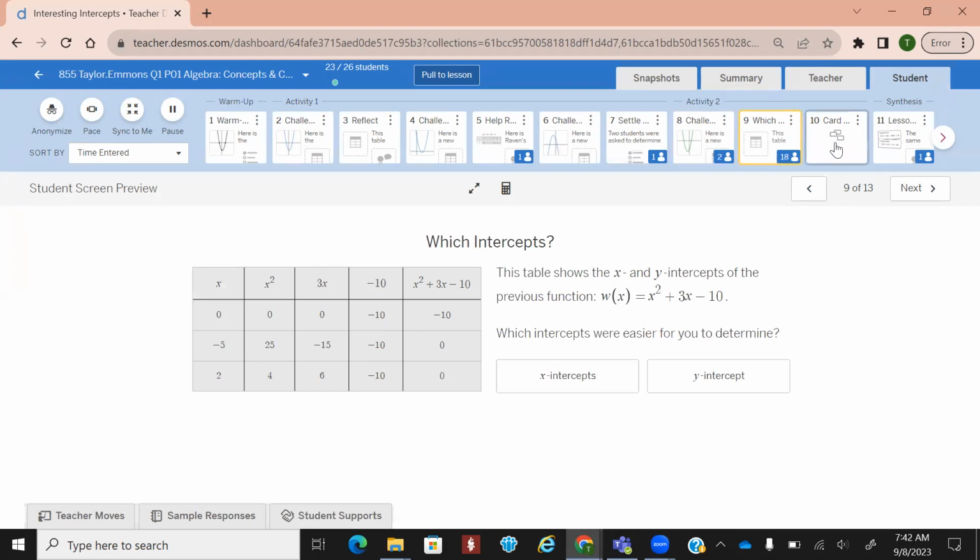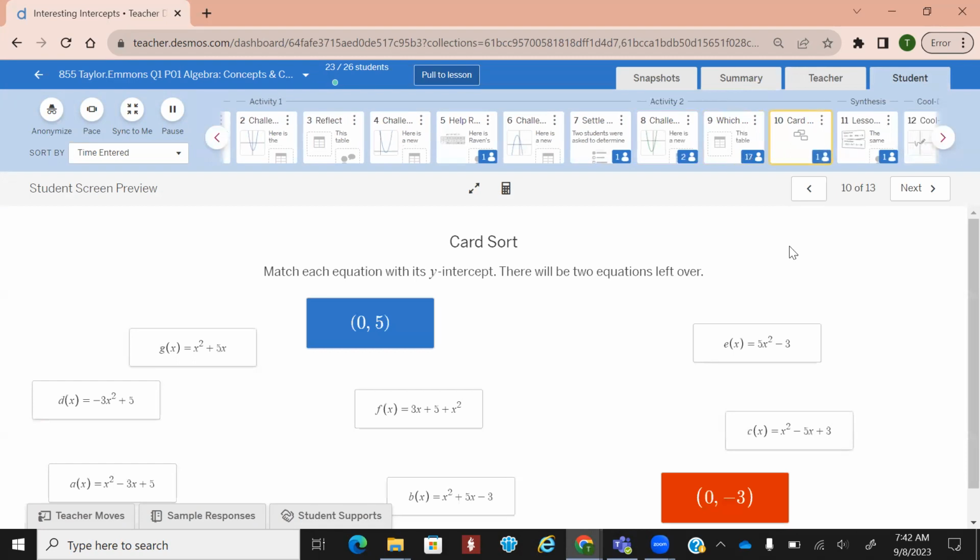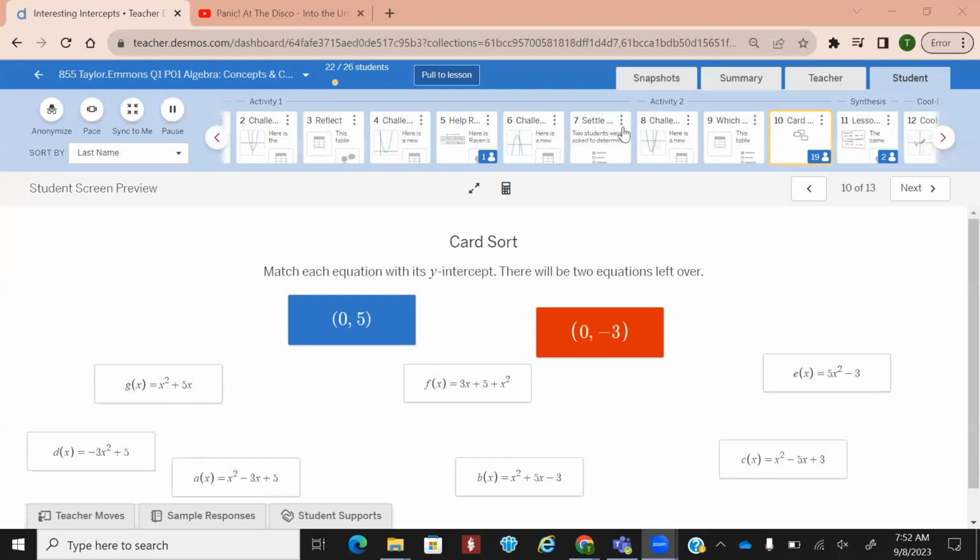Okay. All right, on slide number 10, what I want you to do is match the y-intercept with the equation. I'm going to give you about 8 minutes to do this, and then we're going to check. Okay, so the majority of you have not finished, which means that either A, we don't know what to do, or B, we haven't even tried it.